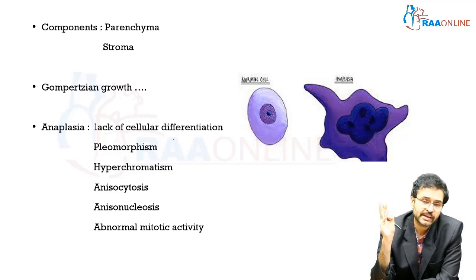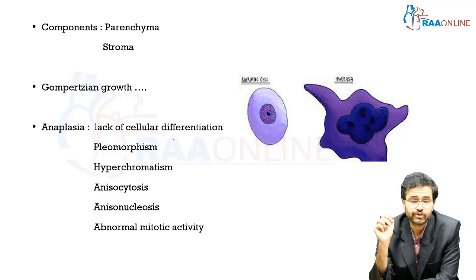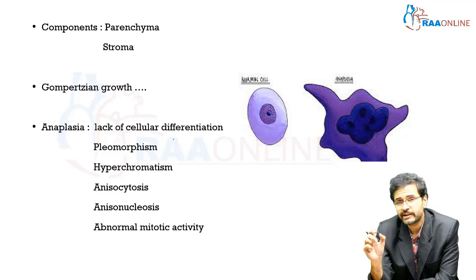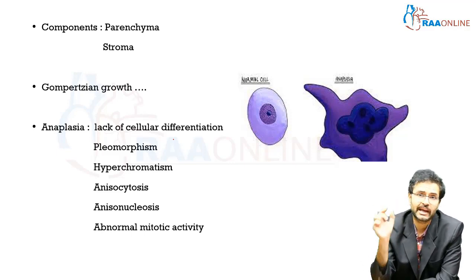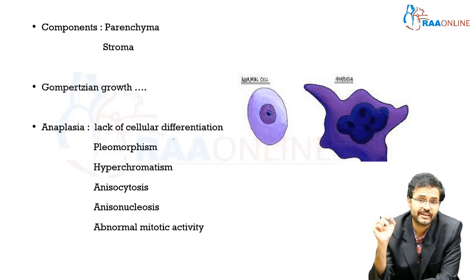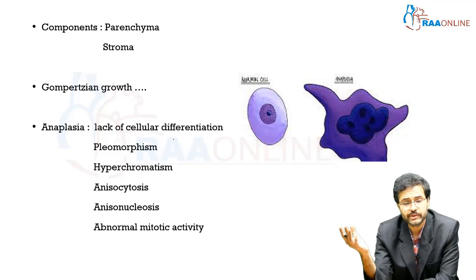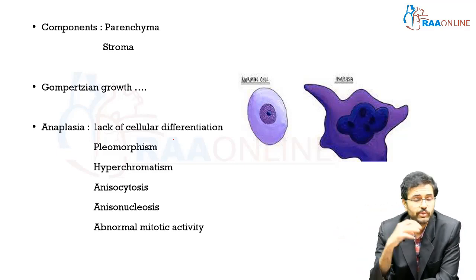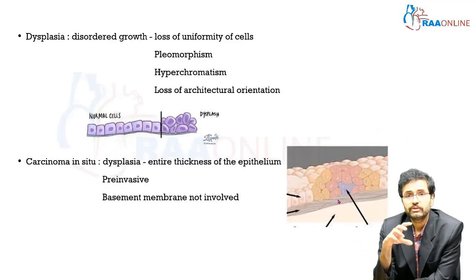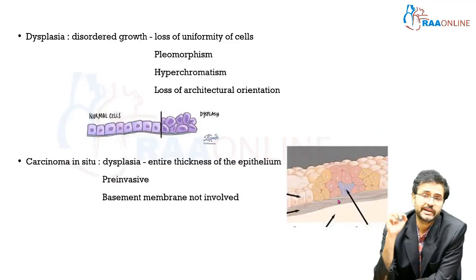One is anaplasia. Anaplasia is characterized by a lack of differentiation. By looking at an anaplastic cell, we may not be able to characterize it into any particular cell type. So there is lack of cell differentiation. There is pleomorphism. There is hyperchromatism. Anisocytosis, because the cell sizes will vary. Anisonucleosis, nuclear size varies. And there is abnormal mitotic activity. So, these are the characteristics of anaplasia.